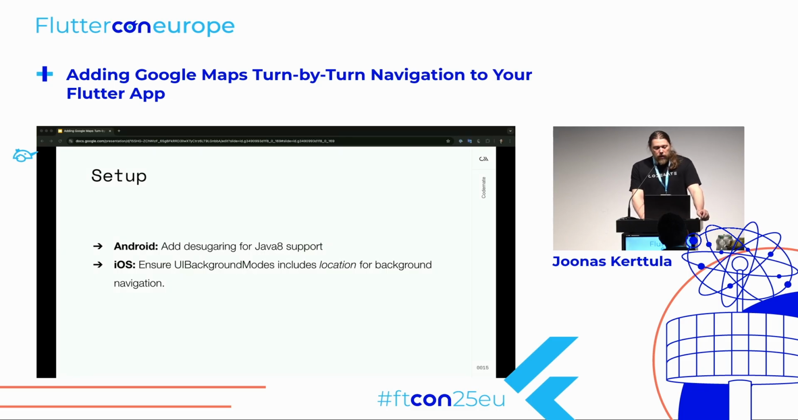And some extension, if you target an older min SDK version for Android, you have to add desugaring for Java 8 support. The build will tell you about that if it's missing. So the README file has good instructions on how to add this desugaring support for the Android builds. And also for iOS, you have to ensure that you have the right UI background modes selected. Location is the most important to support background navigation.